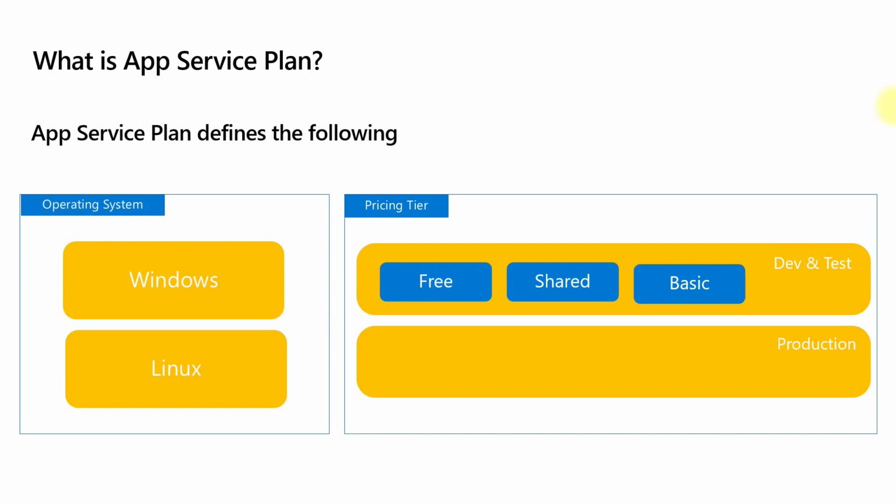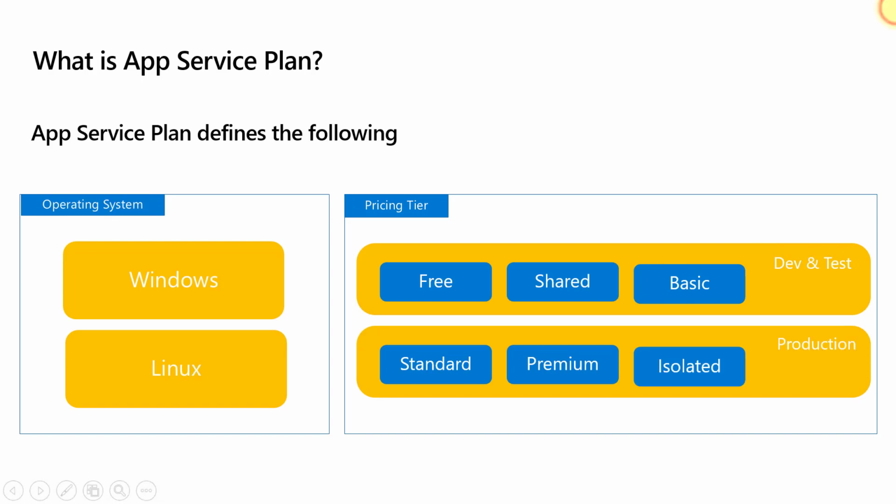So when you are in the development phase or in the testing phase, you can use the lower pricing tiers. But when you plan to promote your environment to production, then it's recommended to use the production grade pricing tiers like standard, premium or isolated. Today we are going to learn how to create an AppServicePlan with Windows operating system pre-installed in that.